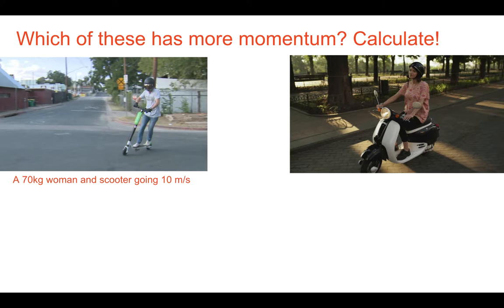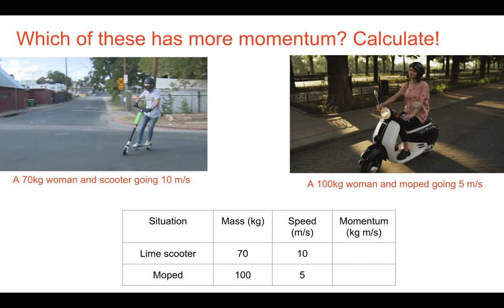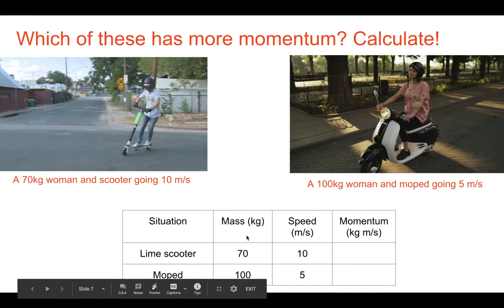Here's a 70 kilogram woman and a scooter. They're going 10 meters per second. Over here is a 100 kilogram woman and a moped going 5 meters per second. So we can use these numbers to calculate momentum here. So here's the situation. We got a Lime scooter. The mass is 70 kilograms. The speed is 10 meters per second. Then you got the moped. The mass is 100 kilograms and the speed is 5 meters per second. So you can see that all here in the table right here. We've got our units and everything. So you definitely want to copy this table over into your notes so you have this example.